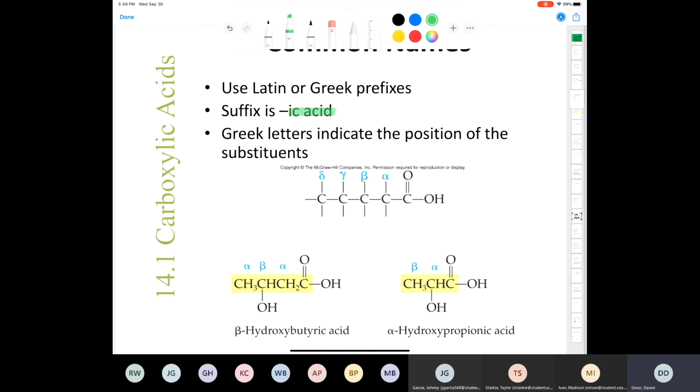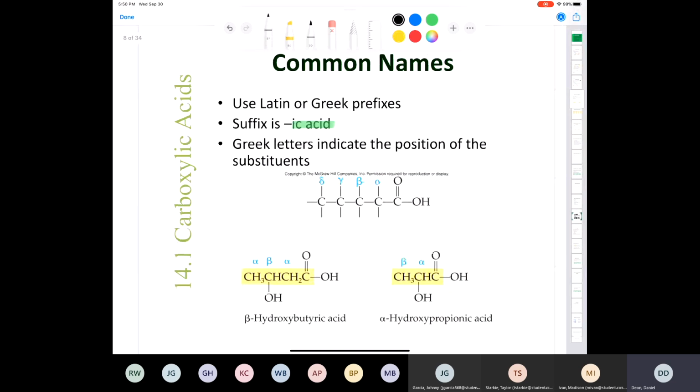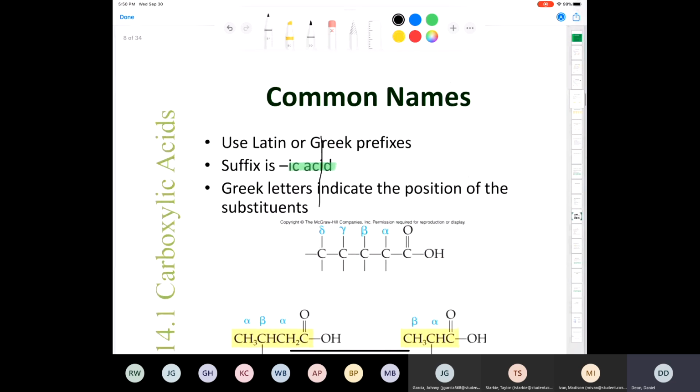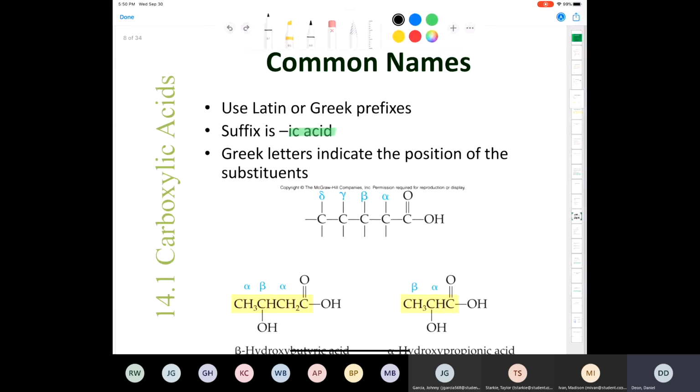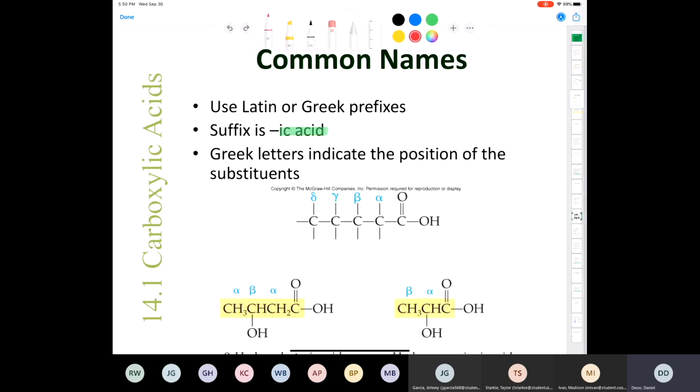Also, normally when we're using IUPAC nomenclature, we would number our carboxylic acid by putting 1 on the carboxyl, then 2, 3, and so on. But when we're using common names, we don't do that. We use Greek letters, and the first letter comes on the carbon after the carbonyl carbon. And so we have alpha, beta, gamma, and delta.